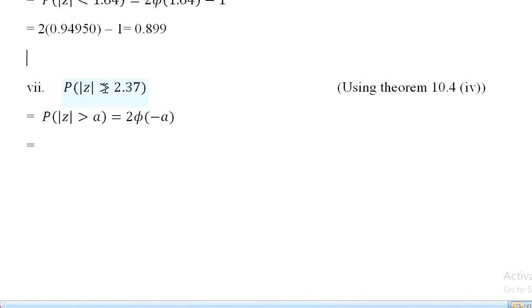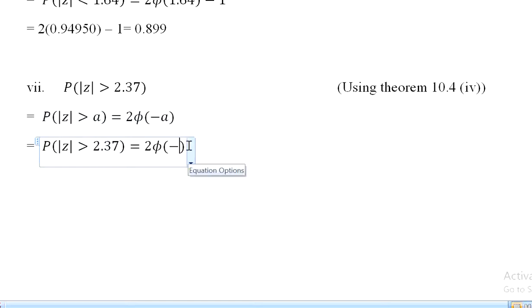Now the last part, part number 7. If you have z in modulus form and you want to find the probability of greater than some value, then you will use theorem number 10.4 and its part number 4, which is the probability that modulus of z is greater than a is equal to 2 phi of minus a. I am just copy pasting it, and inside it we will write the values. 2.37. You have to find this probability and it follows the same pattern, so it will be equal to this, and in place of a comes 2.37.